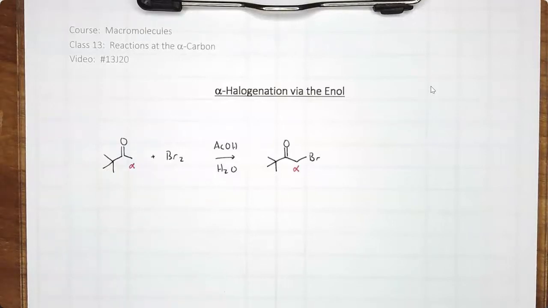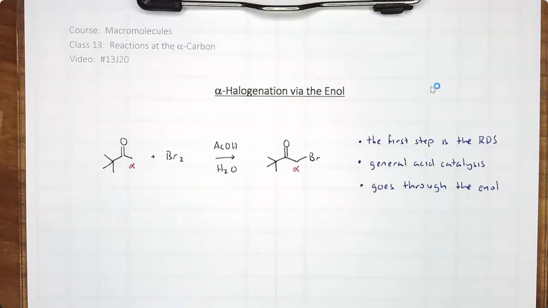I do want to jot down a couple of notes before we get started, and then I'll show you the mechanism. When recalling this reaction, I want to remember that the first step is the rate determining step. This reaction actually goes through a general acid catalysis, and I'll point that out when we get to that. Most importantly, I want to remember that it goes through the enol, because a lot of reactions that we are looking at in this class, we actually go through the enolate, the anion of the enol. But in this case, we do not get the enolate anywhere in the mechanism, but we do go through the neutral enol.